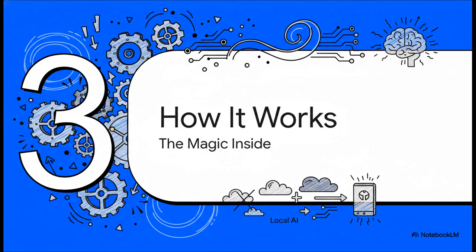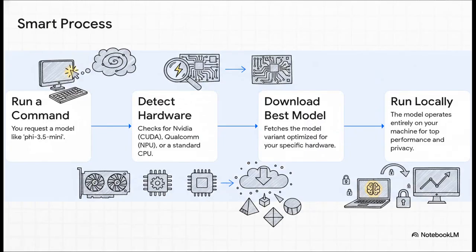Okay, this all sounds fantastic, right? But you might be wondering, how does this actually work? How can my little laptop do what a massive data center does? Well, the magic here is all in the intelligent design. So, let's pop the hood and see what's going on inside. So check this out. The process is actually brilliantly simple. You just run a command and ask for a model, say Phi 3.5-mini.